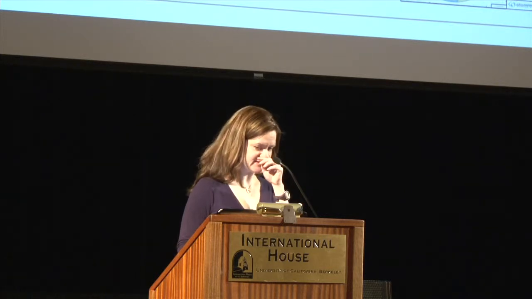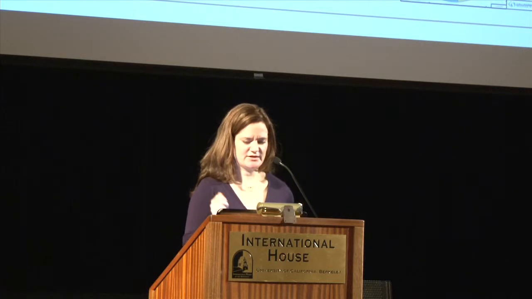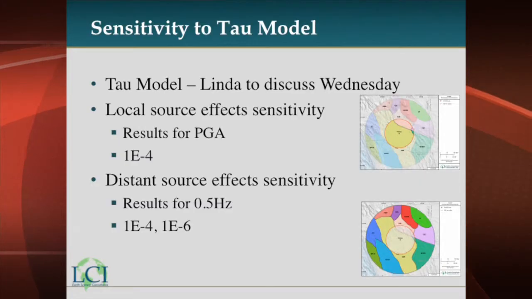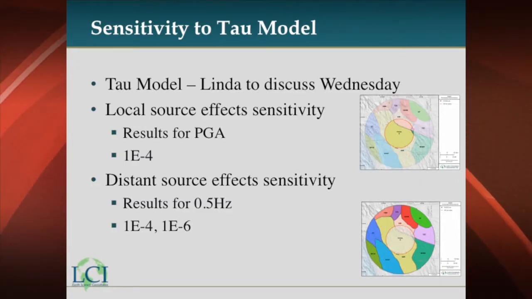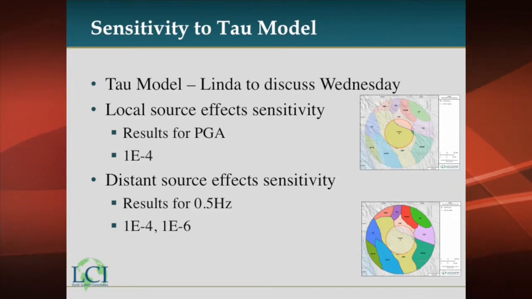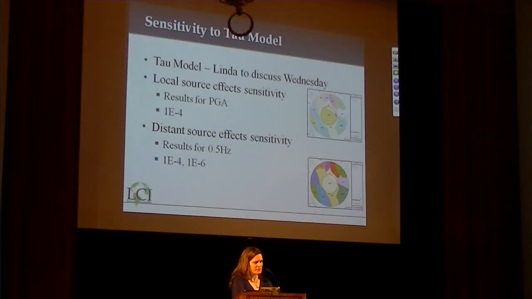Okay. For the next sensitivity, this is a sensitivity to the tau model. And actually, Linda's going to be discussing this after lunch. I didn't read the schedule today. So you'll be getting what the tau model is after lunch. But these are going to be the results using the tau model, breaking them up into the local source effects and the distance. For PGA, 10 to the minus 4, I'll show the results. And then for half a hertz, I'll show the results at 10 to the minus 4 and 10 to the minus 6, just because the results change a little bit for the distant sources.